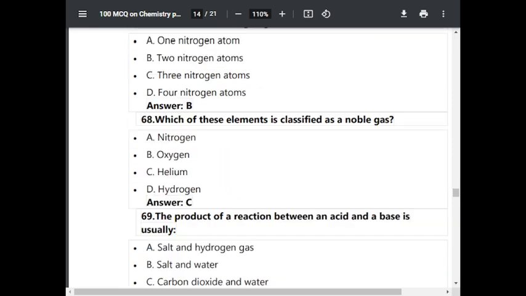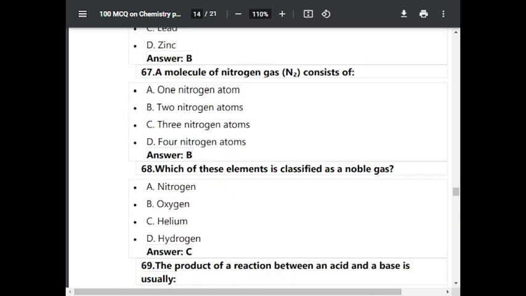Question number 67. A molecule of nitrogen gas N2 consists of option A 1 nitrogen atom, option B 2 nitrogen atom, option C 3 nitrogen atom, option D 4 nitrogen atom. The correct answer is B 2 nitrogen atom. A molecule of nitrogen gas N2 is having 2 nitrogen atom. Option B is correct.